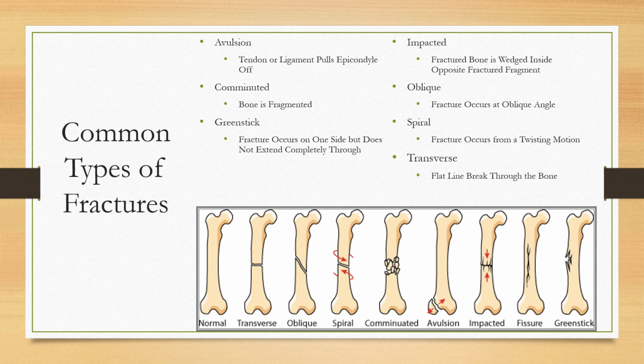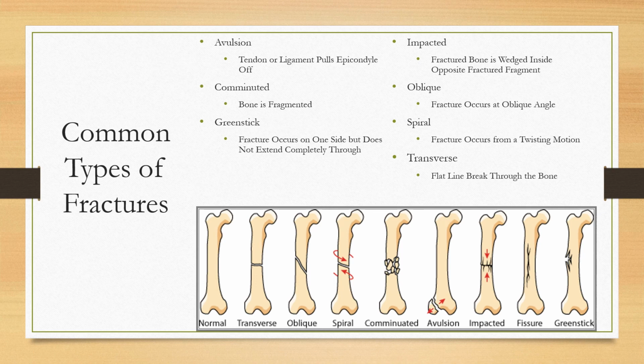Well, it's basically just a fracture that's kind of just been impacted within itself. I'll give you an example. If I was to just step on a Coke can and compress it a bit, just squash it down, that's what an impacted fracture is. It's like I fell really hard, say on my wrist, and I squashed the bone into itself. It's wedged inside the fracture.